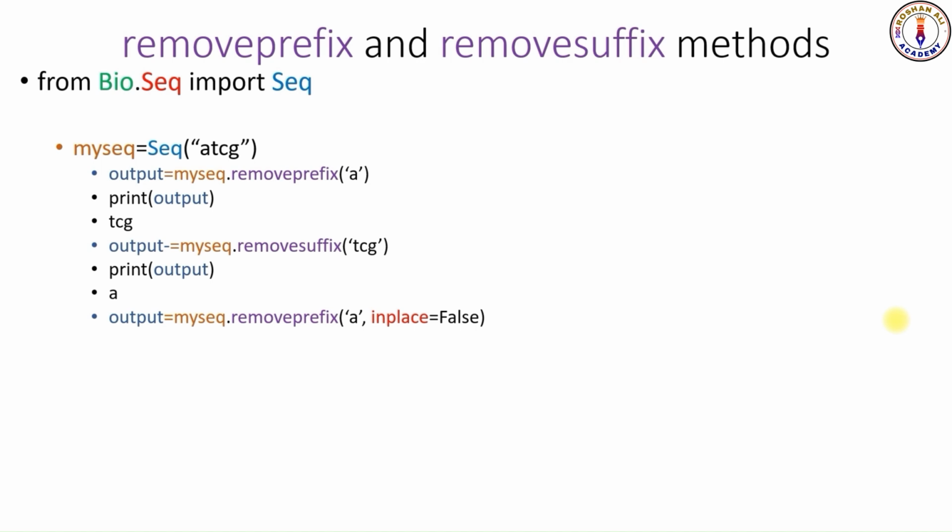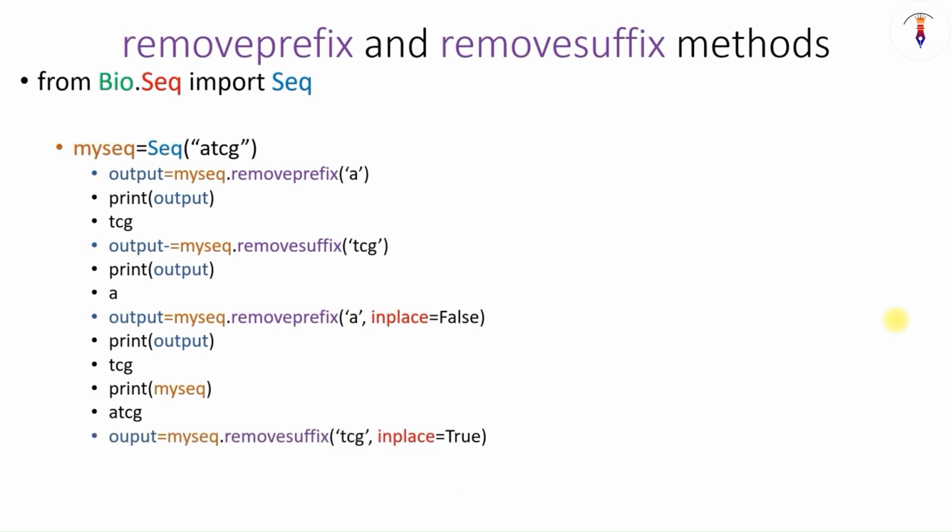However, if you make inPlace as true, then mySeq will also be modified. Let's first try it with false. You can see that mySeq has not changed, but the output has changed. Now let's try it with true. It will give you an error. Why? Because you cannot make changes in Seq class objects.